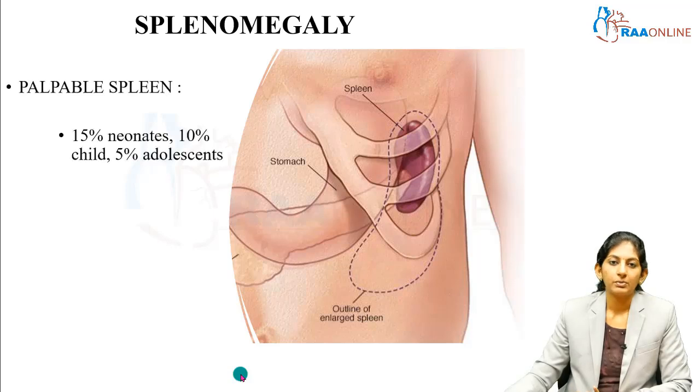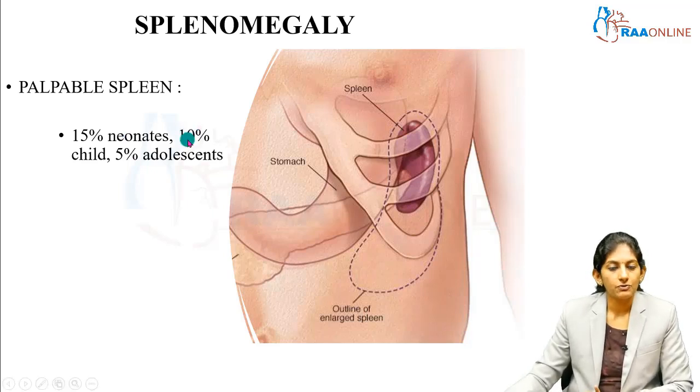So what is splenomegaly? An increase in the size of the spleen which we are able to palpate is called splenomegaly. A spleen can be palpable, sometimes very rarely, but in 15% of neonates it is palpable. So mostly we are able to palpate the spleen in a normal neonate.